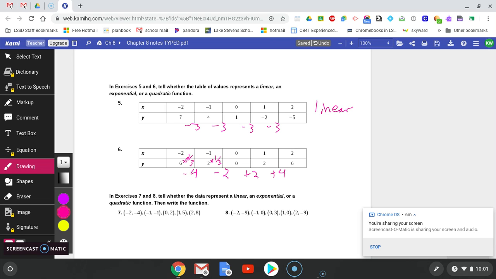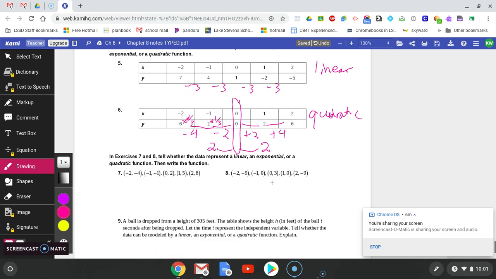But let's see if we can find a pattern here. So the difference between a negative 4 and a negative 2 is a 2. The difference between a 2 and a 4 is also a 2. If I notice right here is my vertex, there's a consistent pattern going this way and a consistent pattern going that way. It's going up by the same here. It's going up by the same here. So that one is going to be quadratic.